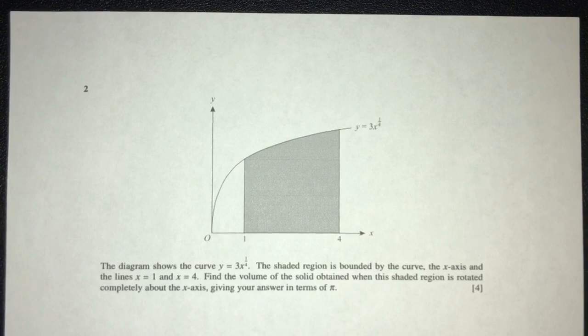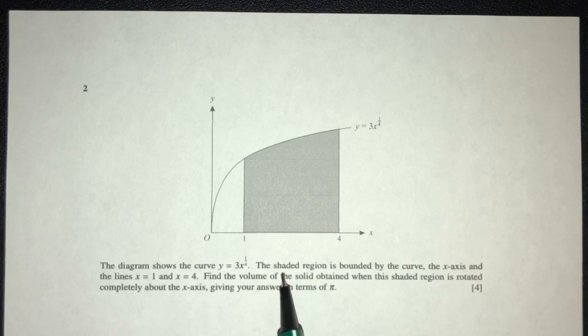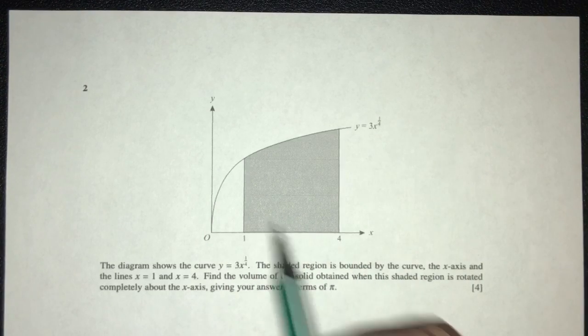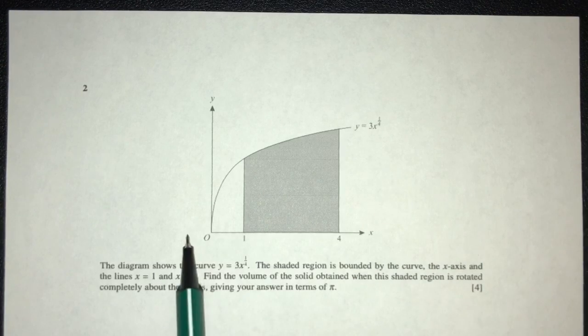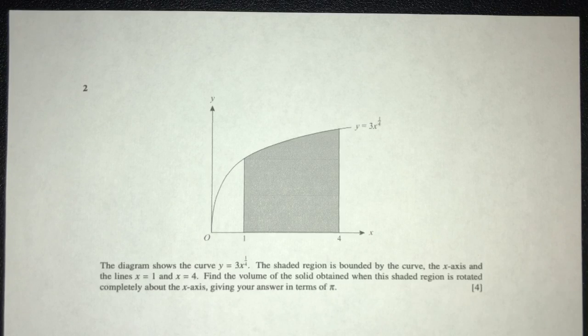Now let's move on to the next question. The diagram shows the curve y equal to 3x to the power of 1 over 4. This is the equation of the curve. Now the shaded region is bounded by the curve, the x-axis, as we can see here, and the lines, this and this. Now we have to find the volume of the solid obtained when this region is rotated about the x-axis. Again, this one is very easy, as we have seen many times before.